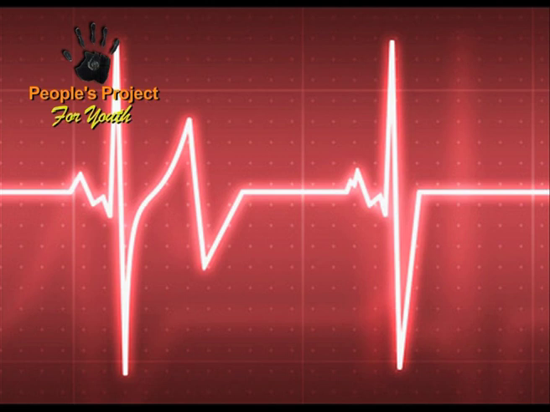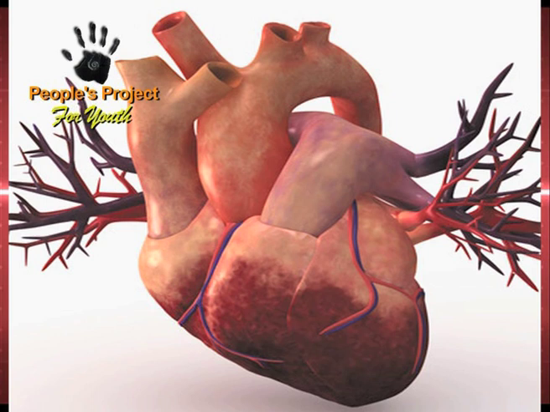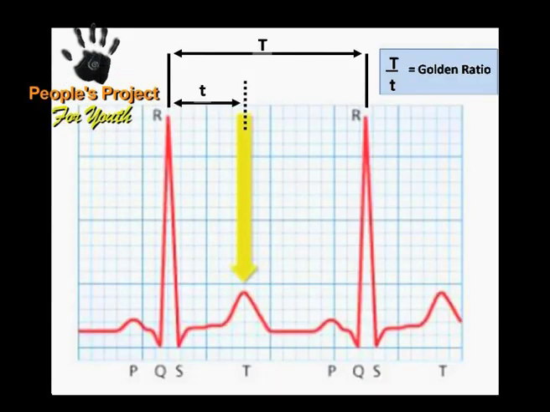We can even find the golden ratio in the human heartbeat. We can do this by dividing the time between main beats by the time between the main and echo beat. You can see this shown on the electrocardiograph reading. The resulting ratio will be very close to the golden ratio for any person with any heart rate.